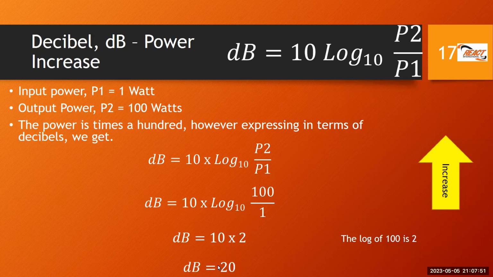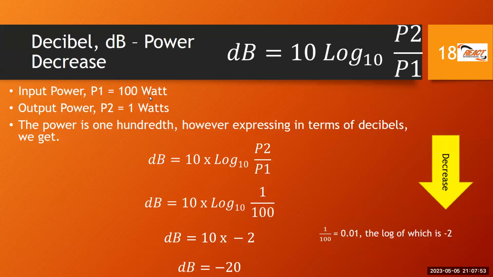We leave out the plus sign or the positive sign. But if we have a power reduction, instead of going from 1 to 100 watts, we go from 100 watts to 1 watt. We see that we have a -20, or -20 dB, as the answer.